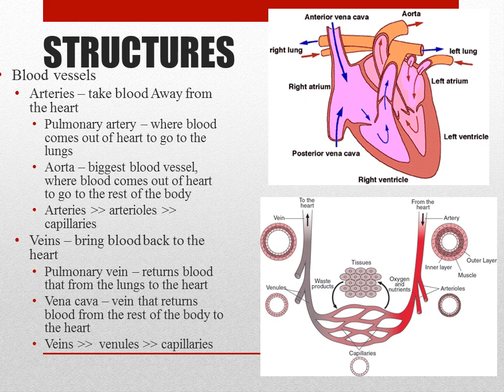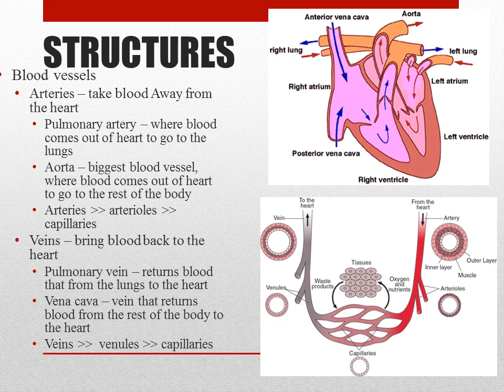The blood vessels are named for whether they take the blood away from the heart or to the heart. So arteries take blood away from the heart, and I just remember that arteries start with A and away starts with A. The important ones that we need to know the names of are the pulmonary artery. That's where blood comes out of the heart and goes to the lungs. Pulmonary is another word for lungs. So remember pulmonary artery, out of the heart to the lungs. And the aorta is the biggest blood vessel of our bodies, and that's where blood comes out of the heart and goes to all the rest of the body.